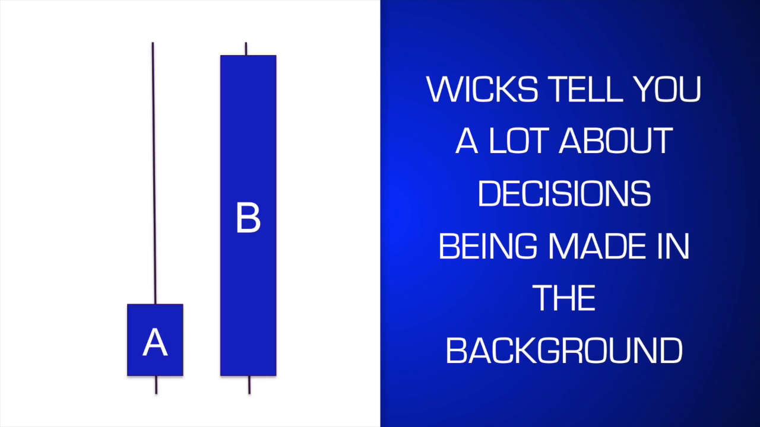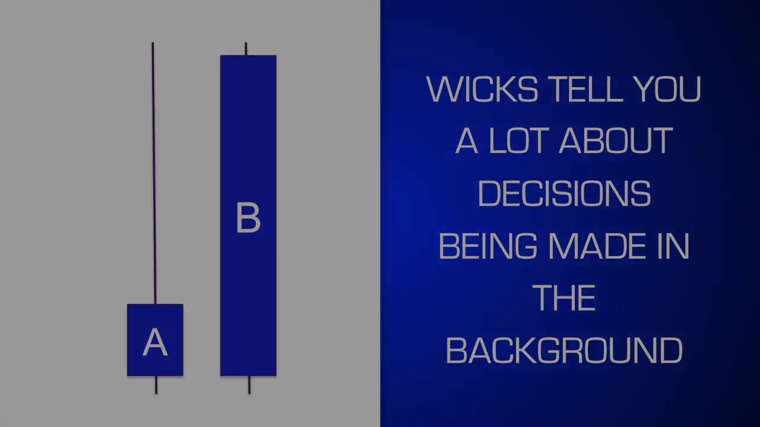Wicks are also like what we call fake outs, meaning that the market was moving up in that direction, but it decided not to move in that direction. And we call it fake outs because it faked you out. You thought it was moving up, but it actually was not. Or you thought it was moving down, but it actually was not.